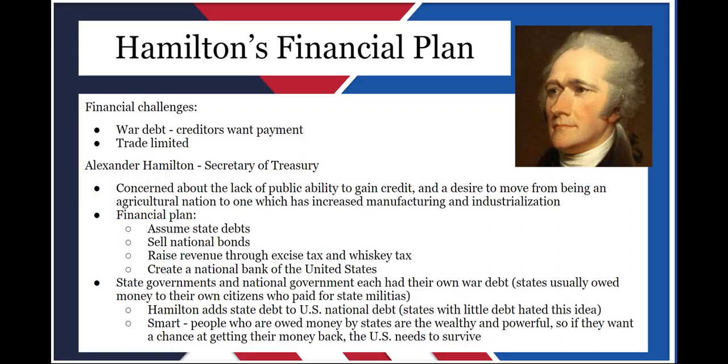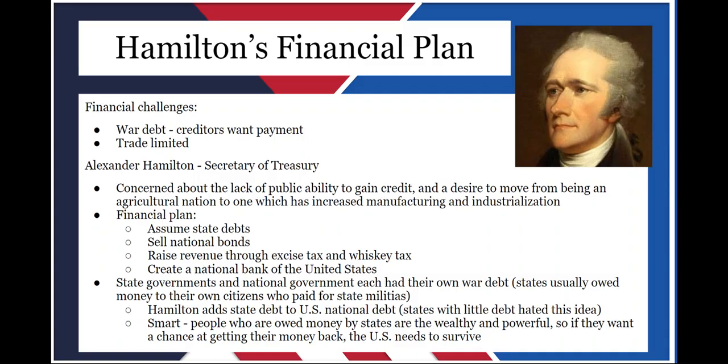State governments and national governments each had their own war debt. States usually owed money to their own citizens who had paid for the state militias. So their own wealthy citizens were the ones they owed money to. Hamilton wants to add the state debt to the U.S. national debt. There were a couple of reasons people opposed this. Basically, he was saying we're going to take all the creditors who are owed money by the states, take the bonds that they have, and they're going to give them to us. We're going to buy them at face value and replace them with national bonds.